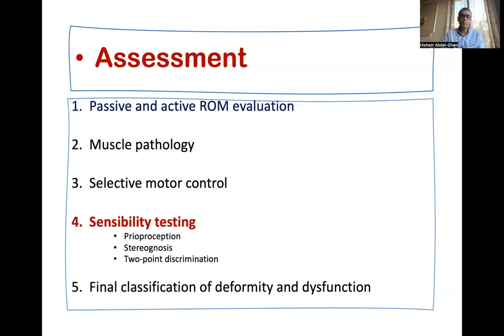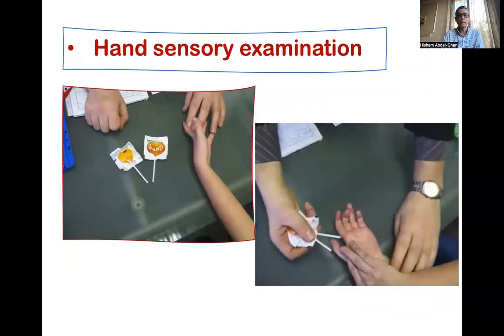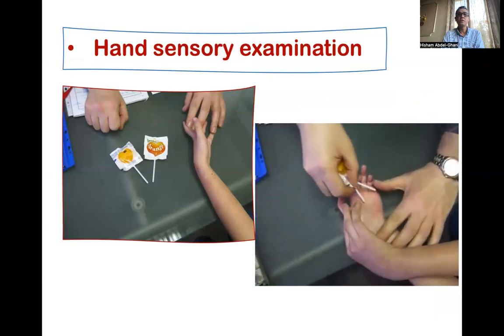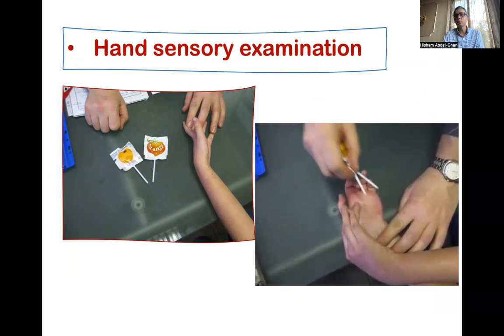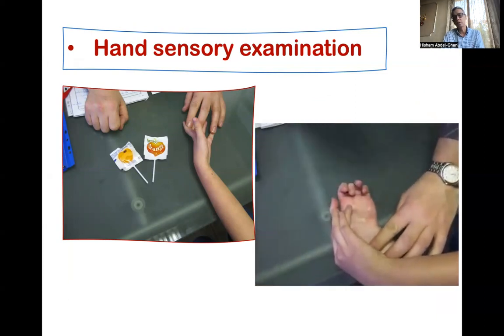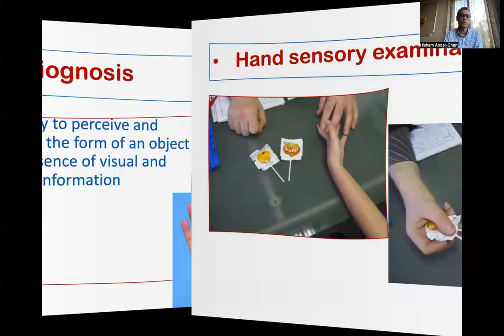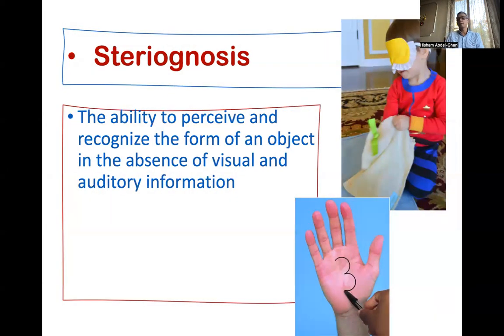Sensation. What is the importance of sensation? Why do we assess sensation in patients with cerebral palsy? We all know that cerebral palsy is a motor disorder. Why? There is abnormality of the sensation. Sensation is very important, and in these patients, we may test for 2-point discrimination, especially, of course, wide point discrimination. Stereognosis is very important, and what is stereognosis? It is the ability to perceive and recognize the form of an object in the absence of visual or auditory information.